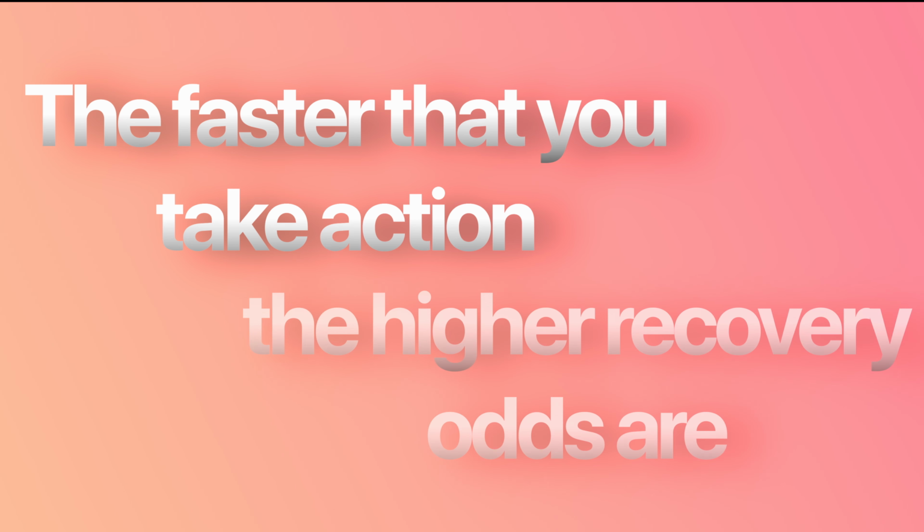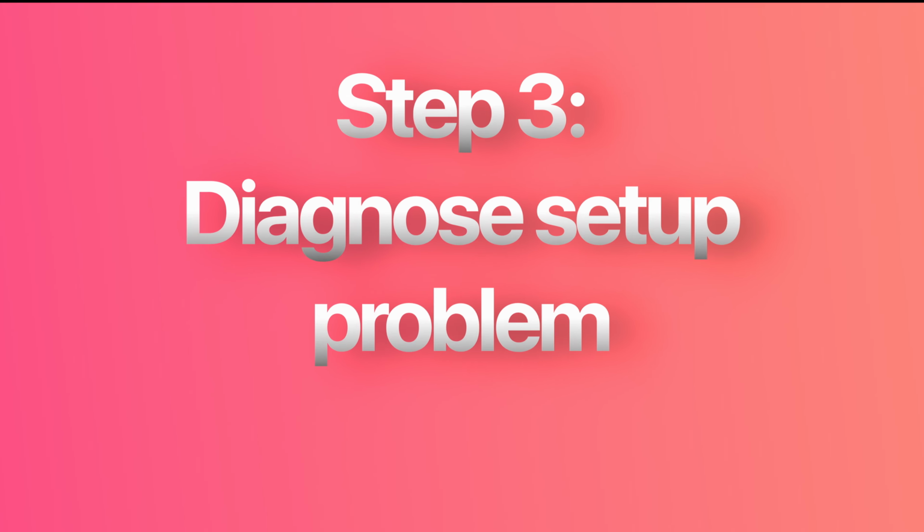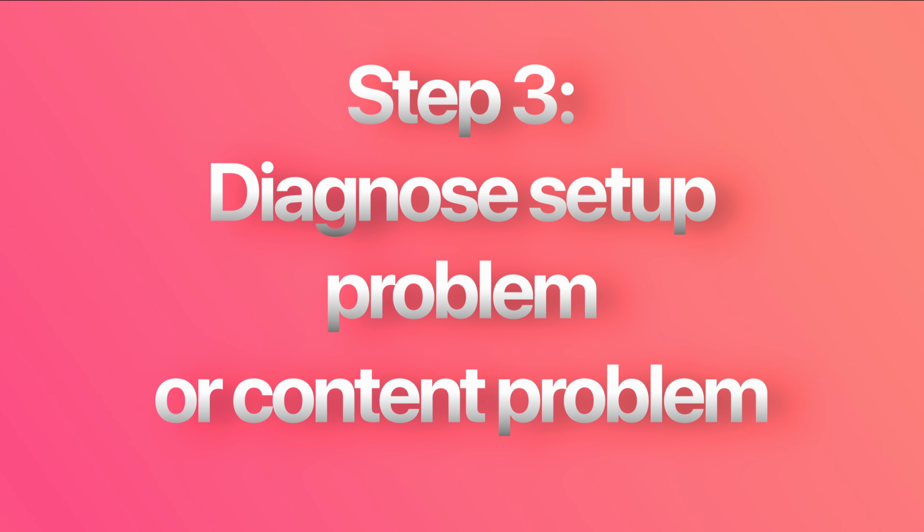Here's why. The data we have from tracking 100 plus accounts shows clearly that the faster you take action after a restriction, the better your recovery odds are. Speed is not just helpful here, it's one of the main variables that determines whether you'll get your account back or not. Step 3, diagnose: setup problem or content problem. This is the most important question you need to answer before you do anything else, because the fix is completely different depending on which one it is.